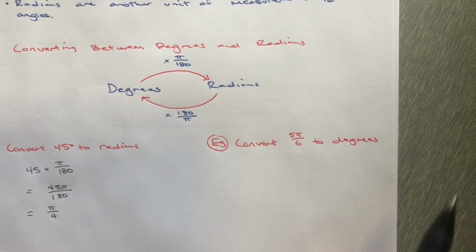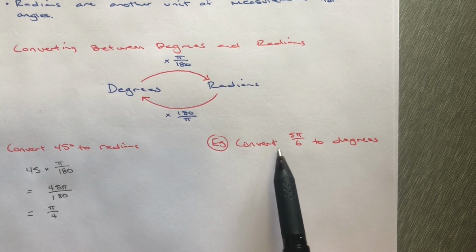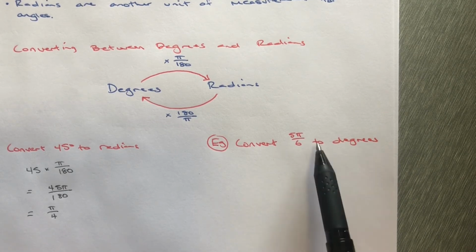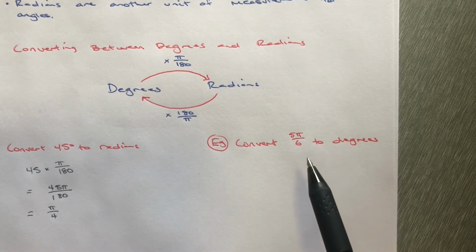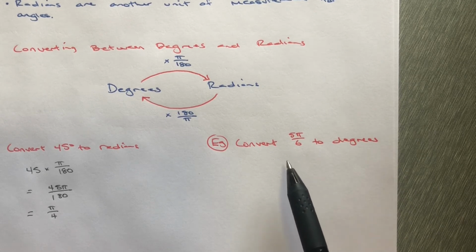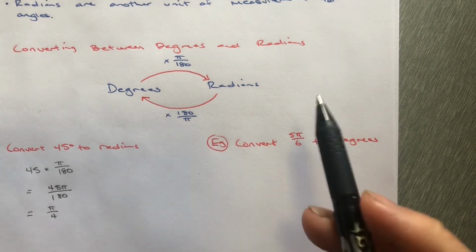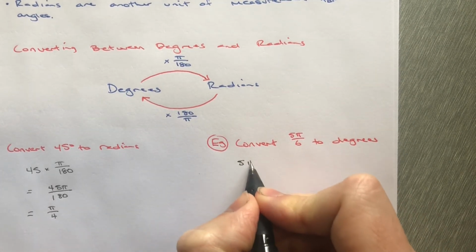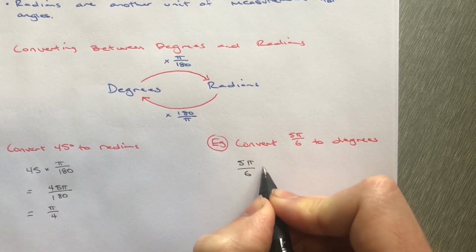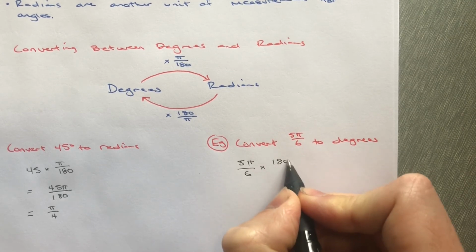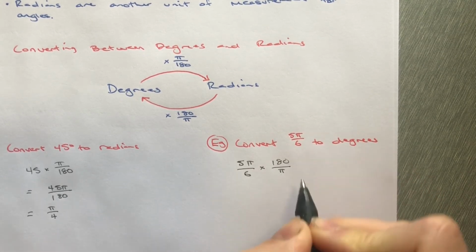So let's see this one. Now we're converting this to degrees, so this is in radians. Often, and almost all the time, you're going to see that if it's in radians, it has a pi in there. Okay, so we're going from radians to degrees. So 5 pi on 6 times 180 on pi.